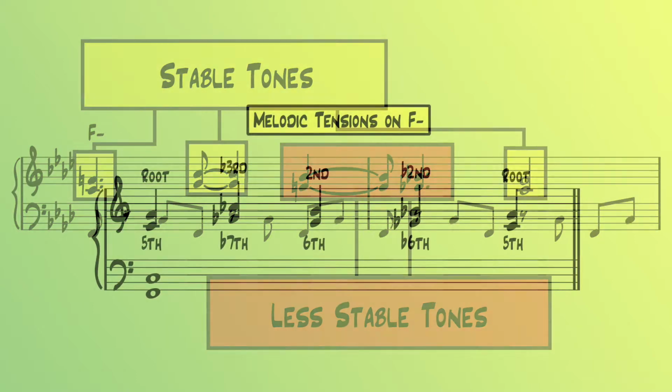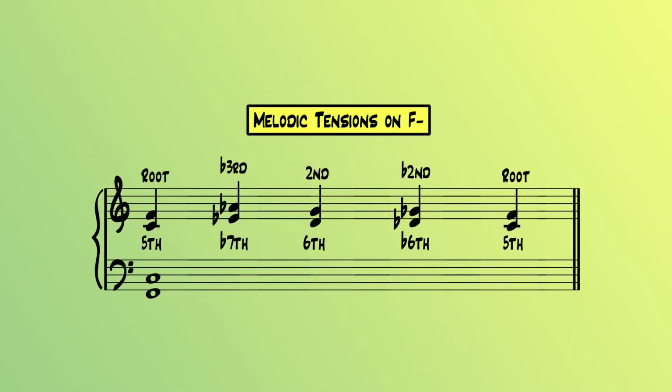It initially starts on the root F and then jumps up to A flat, which is the minor third. It then chromatically descends back to F, meaning we have G and G flat. Additionally, this entire line is harmonized with perfect fourths. This results in the second line starting on the fifth, leaping up to the minor seventh, and then chromatically descending through the sixth and flat sixth.